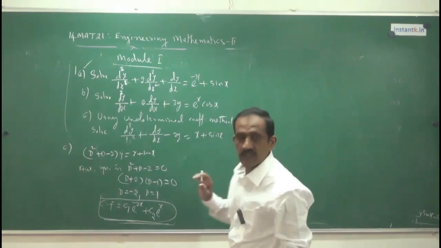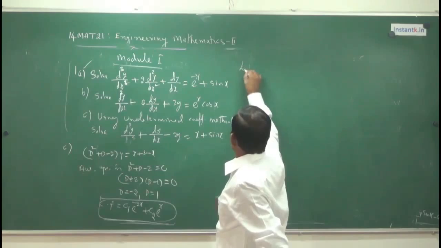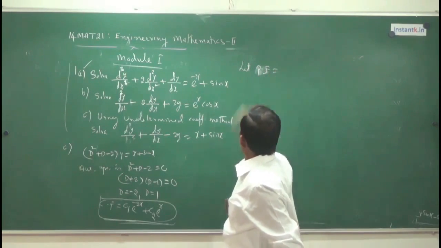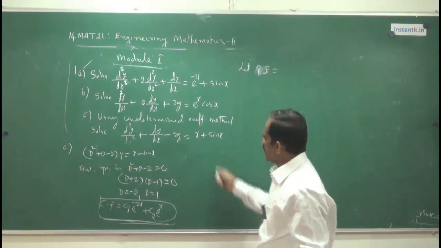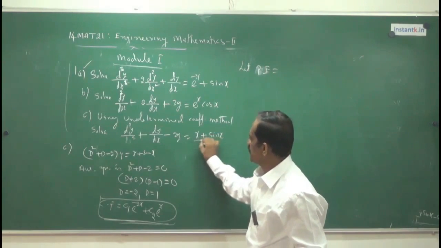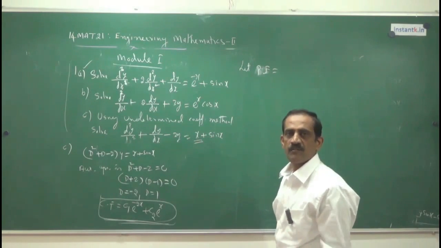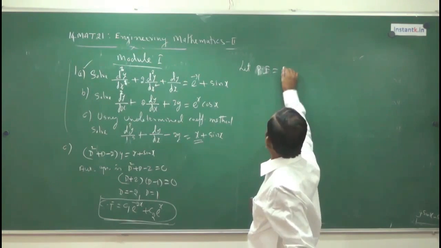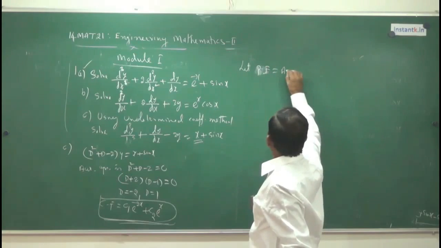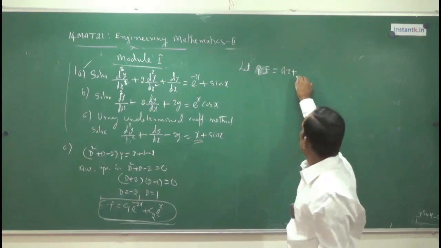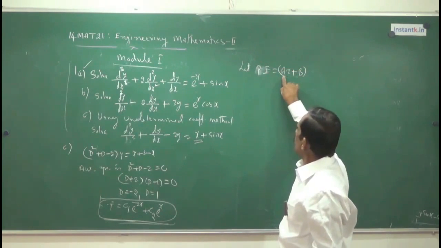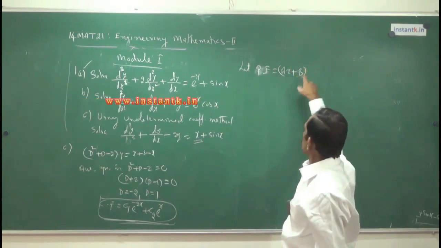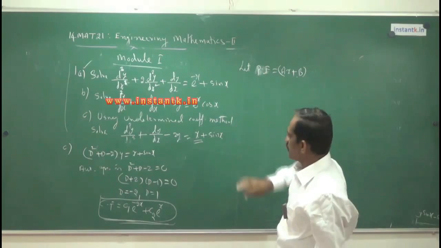So first you have to assume a trial solution. Let PI be, depending on the right hand side you have to choose. First x is there. It is a polynomial of degree 1. So first you have to assume a polynomial of degree 1, that is ax plus b. If it is x square, it is ax square plus bx plus c. Like that you have to continue.